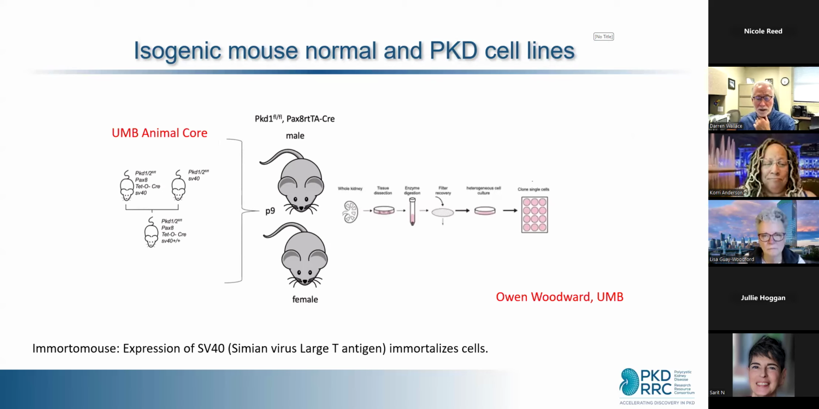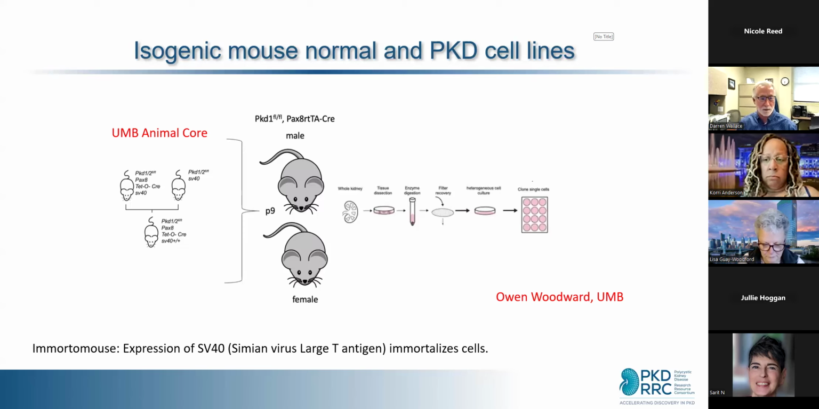So Owen Woodward at University of Maryland, Baltimore has been very successful in generating isogenic mouse cell lines that are normal and PKD. He did this by collaborating with the Animal Core at University of Maryland, where they obtained a mouse called the Immorta mouse. This mouse expresses SV40, the simian virus large T antigen, which immortalizes cells. And so they bred this Immorta mouse into some of their PKD cell lines that were inducible.